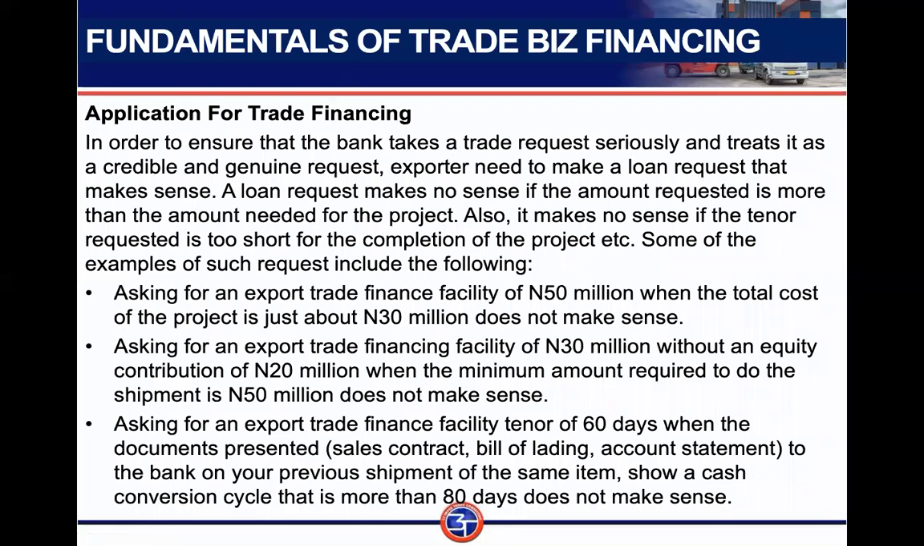Look at some examples of loan requests that don't make sense. But you must know it doesn't make sense because you must also have been able to do your investigation. Asking for an export finance facility of 50 million naira when the total cost of the project is just about 30 million naira does not make sense. But that means you must be able to do your own estimation and know that the cost of this project should not be more than 30 million. Why is this customer asking for 50? Is he incompetent or is he trying to be fraudulent? What does he want to do with the remaining? I need to know it's going to cost him 30 million. That means I need to have an idea of the cost.